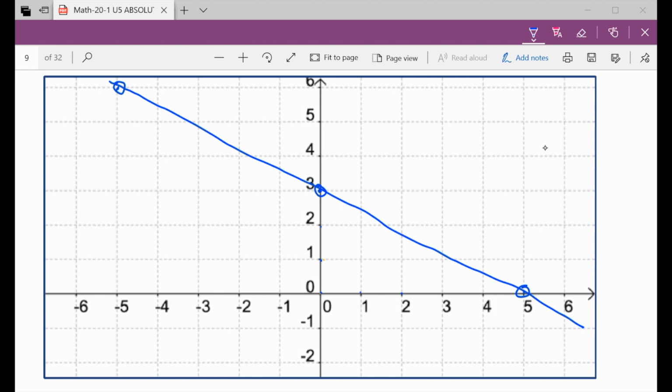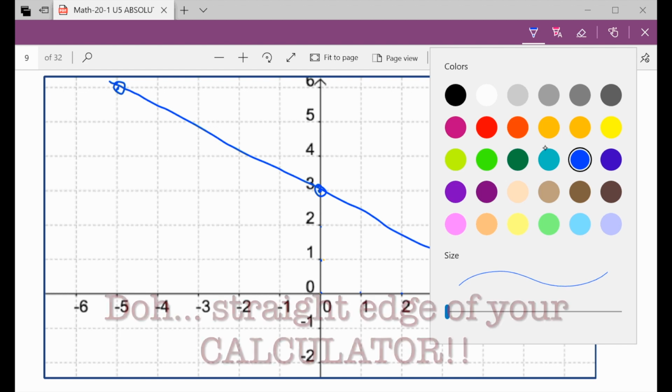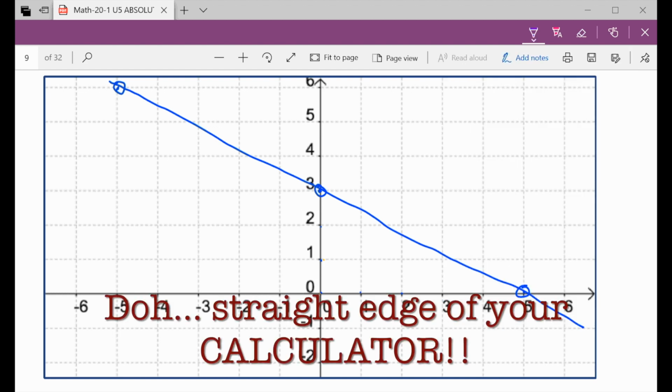Now, hey, here's the thing. When you're working on a quiz or a test or an assignment or homework, use a straight edge. You always will have a straight edge at your disposal. Even if you have to use the edge of your ruler, use a straight edge.